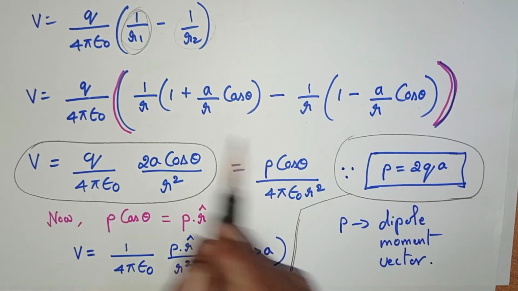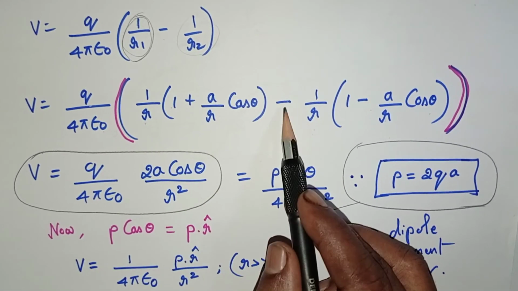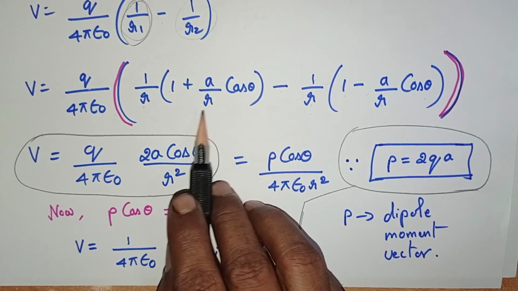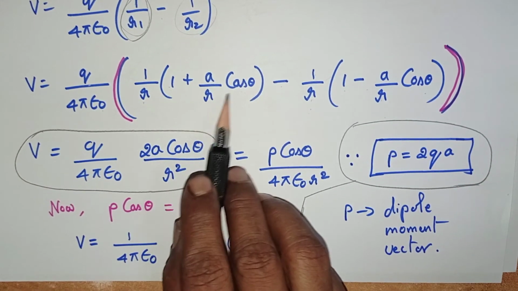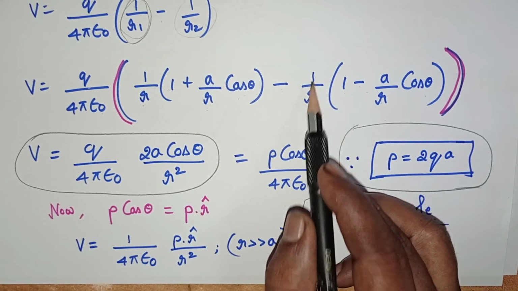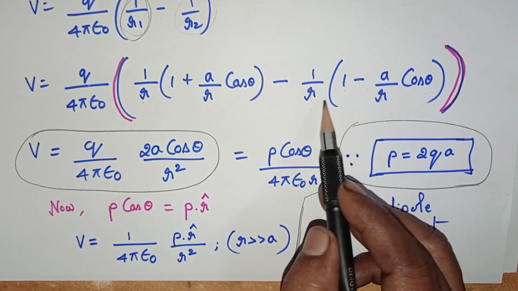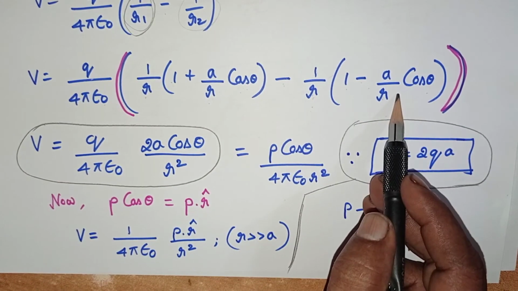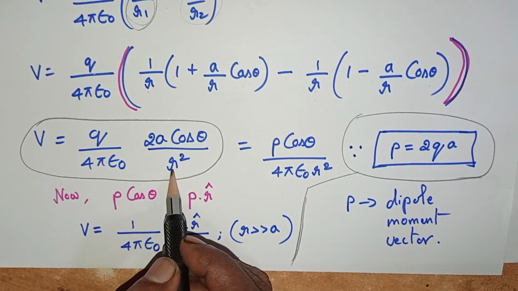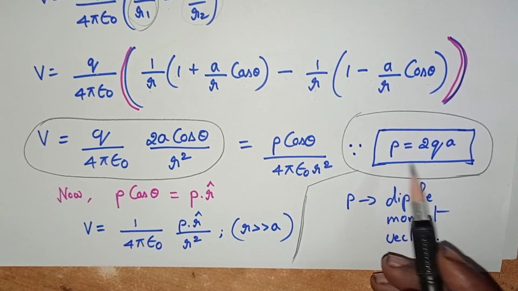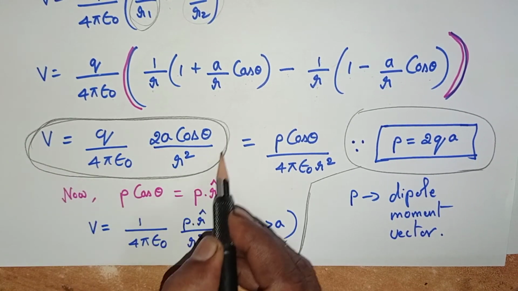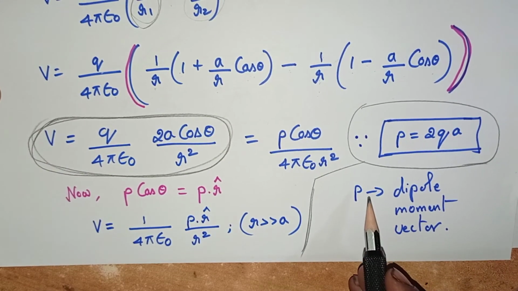You will get this. Now 1 by r into 1 is 1 by r, minus 1 by r into 1 is minus 1 by r, so these two terms get cancelled. Now you have the second term: 1 by r into a by r cos theta, which becomes a by r square cos theta. Here again, minus into minus is plus, so 1 by r into a by r cos theta is a by r square cos theta. That means we have two terms, so q by 4 pi epsilon naught, 2a cos theta by r square. This is the answer we can consider. This answer alone is sufficient to analyze or to get the potential at the distant point P.